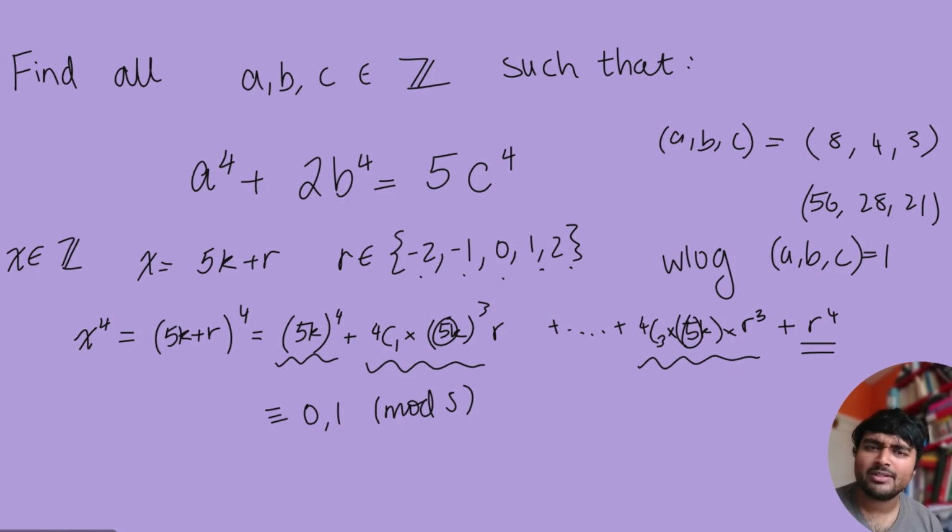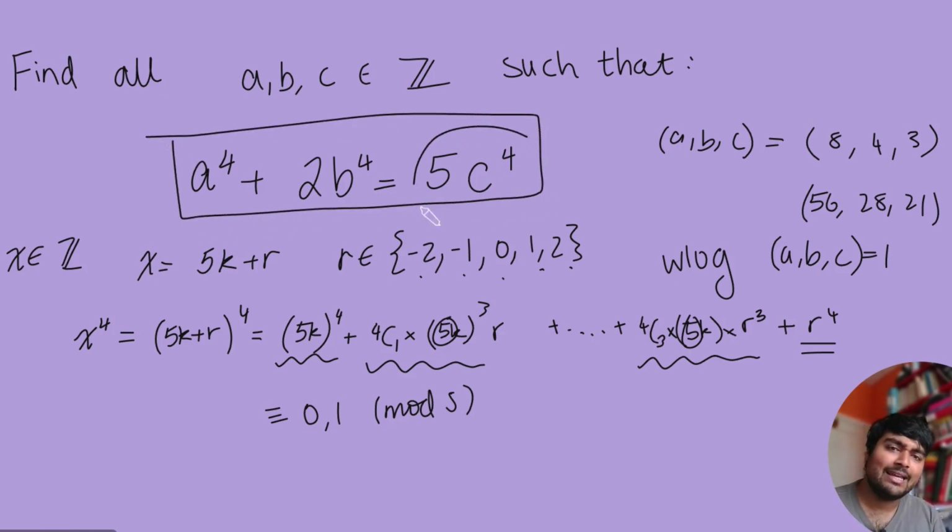Okay, so essentially all I've done here is I've proved that if you take any integer and raise it to the power of 4, it's going to give you either a multiple of 5 or 1 more than a multiple of 5. Okay, let's revisit this thing here. Now, it's pretty clear here that this right-hand side is a multiple of 5. It's 5 times c to the 4, so it's 5 times an integer. So that means that this side here has to be a multiple of 5.